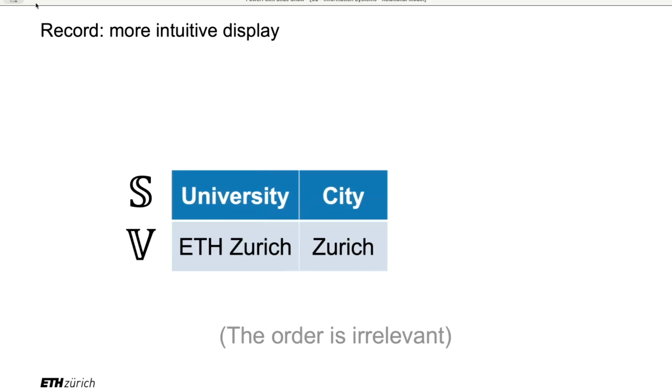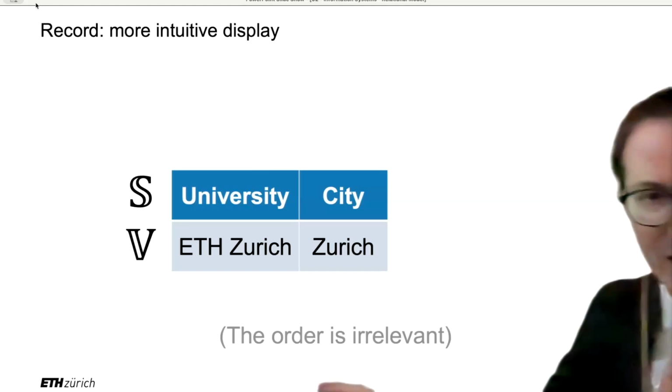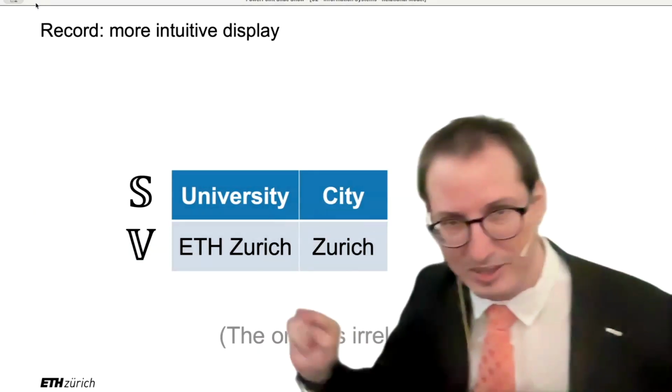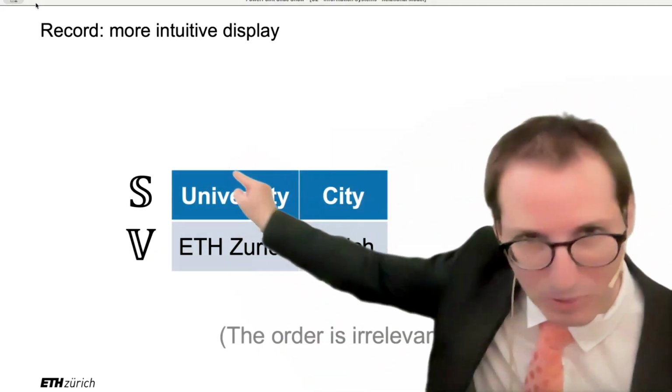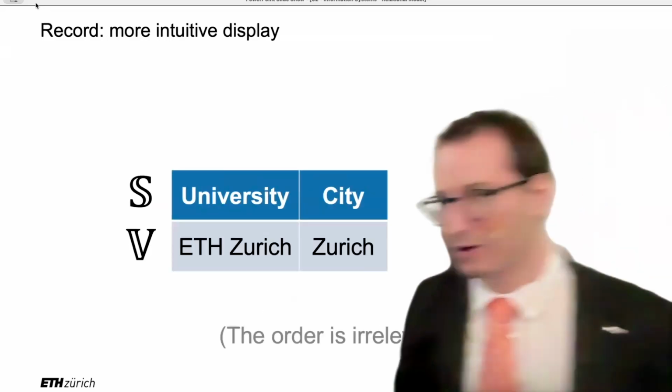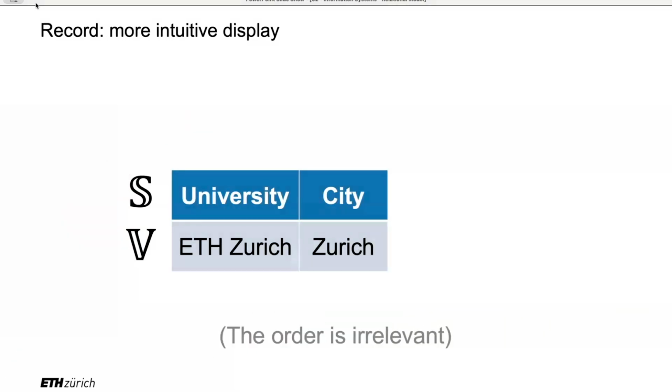Here's another example where I have a map that maps two strings, university and city, to two values. So university to ETH Zurich, city to Zurich. And again, instead of seeing this record as a tuple, ETH Zurich, Zurich, which is what we did before with the first definition, we see it as a map that maps university to ETH Zurich and city to Zurich. Okay, who is with me? Okay, very good.